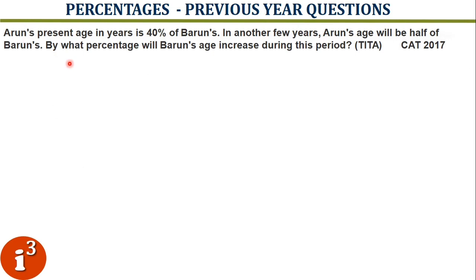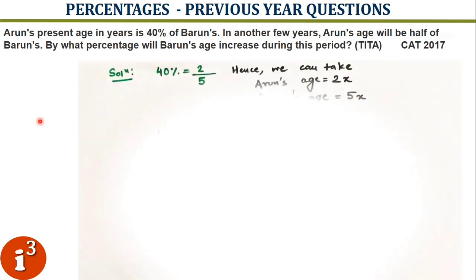Arun's present age is 40% of Barun's. In another few years, Arun's age will be half of Barun's. By what percentage will Barun's age increase during this period? Okay, so Arun's age has been given as 40%. Then in a few years, Arun's age will be half of Barun's, means let some y years pass, and both ages increase. What percentage does Barun's age increase during this period? Okay, let's see the solution.